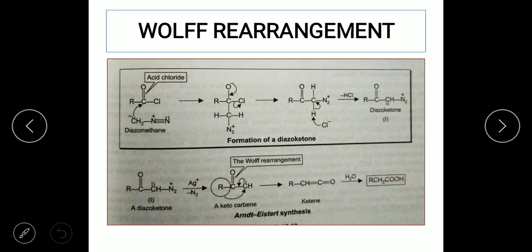So here the first mechanism given here is nothing but the formation of a diazoketone. Now this diazoketone reacts with the silver oxide and so on. So first, let us see how the diazoketone is formed.